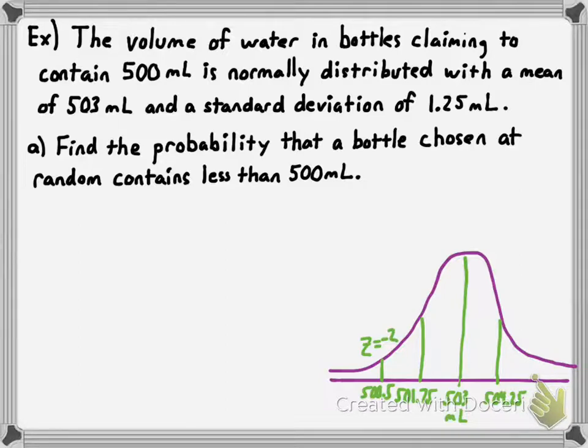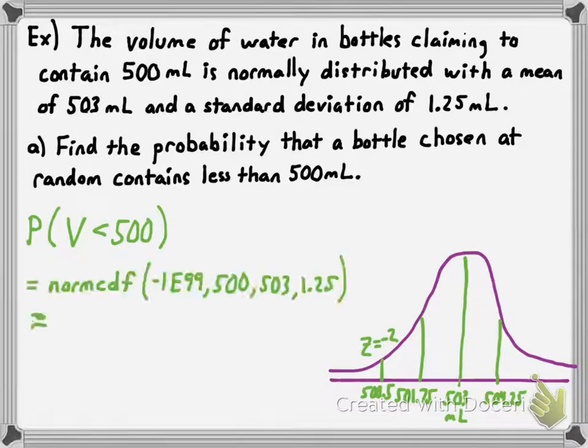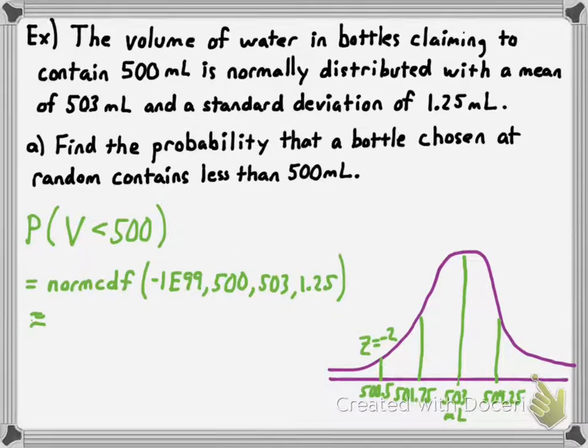Now, we're trying to find basically this: if we call the random variable V for volume, the probability that the volume is less than 500 is what we're finding, and you're going to use the normal CDF function to calculate that probability. All right, so here's what you're typing into your calculator. Well, we got a very small number there, 0.00820. About 0.820% of the water bottles are less than 500 milliliters.